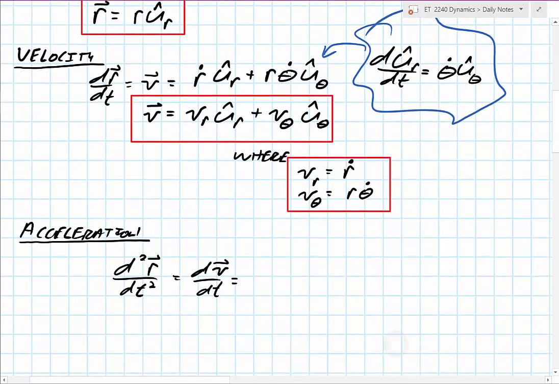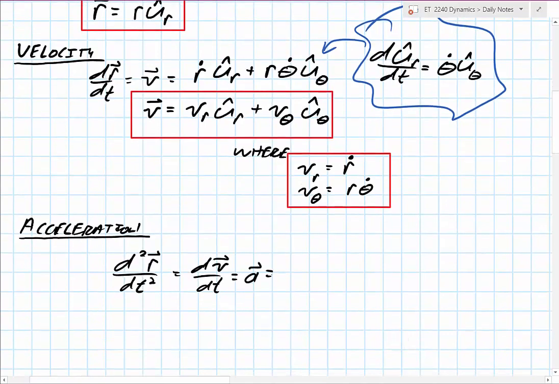So if I look at this now, I'm taking the derivative of this guy up here, so I have to use the product rule once again. What I would see is I have the derivative of r dot, which is r double dot, times the second, u r hat, plus the first, which is r dot, times the derivative of the second. Well, we already determined the derivative of that would be theta dot u hat theta.